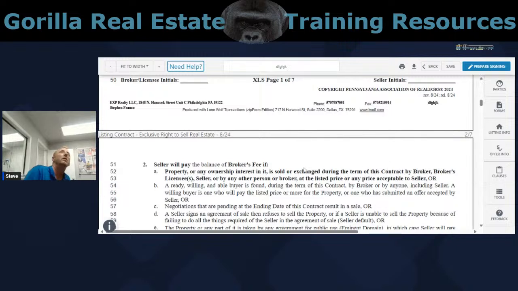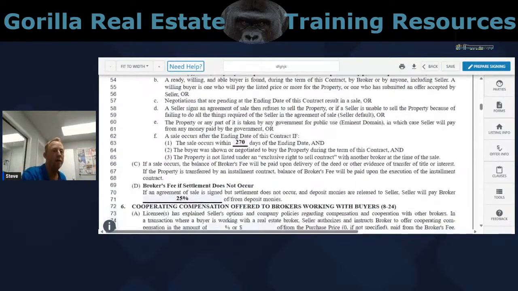So the seller will pay the balance of the broker's fee if we exchange it during the term, if a ready, willing, and able buyer is found willing to pay the listed price. I had a seller agree to whatever the number was. That was his listing agreement. And during the time of listing, I got him that price, and he said, no, I want more. I said, okay, just understand that line, I get my commission, because I brought you what you asked for. I did my job. Well, but I didn't sell the house. Okay, but I brought it to you at the asking price.